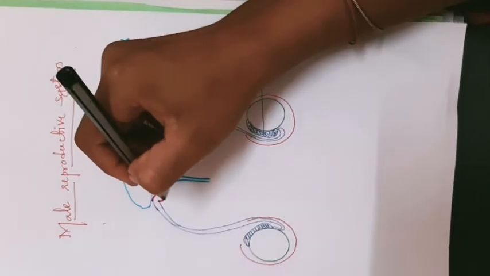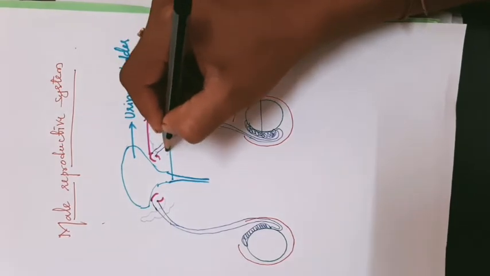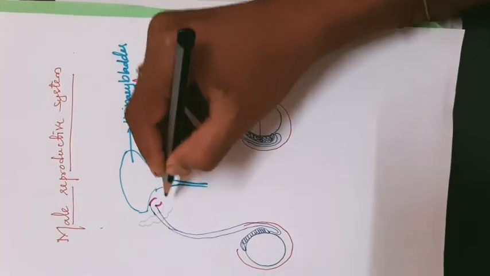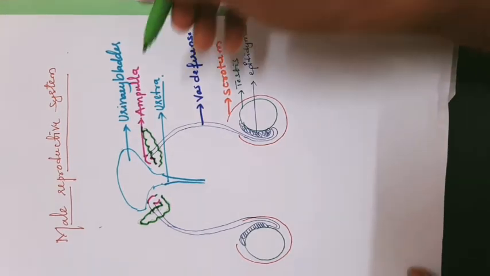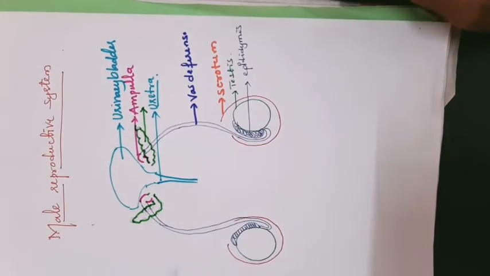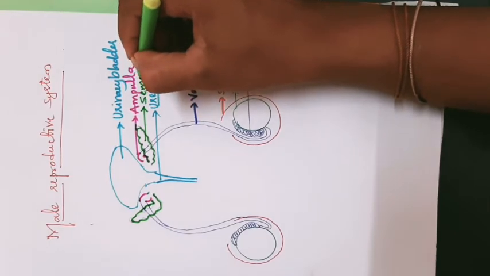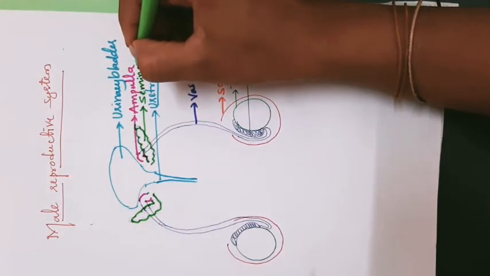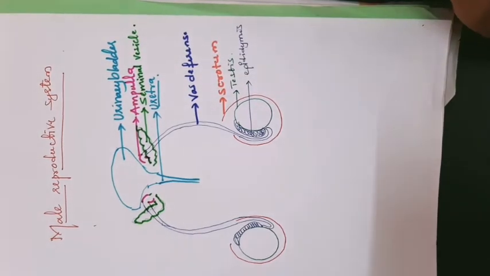At that swollen structure, another gland is attached. Two glands are attached at the ampulla region of the vas deferens. I will change the color. The small two glands attached to each vas deferens at the region of the ampulla are called seminal vesicles. Two seminal vesicles are present. These are specialized accessory glands.